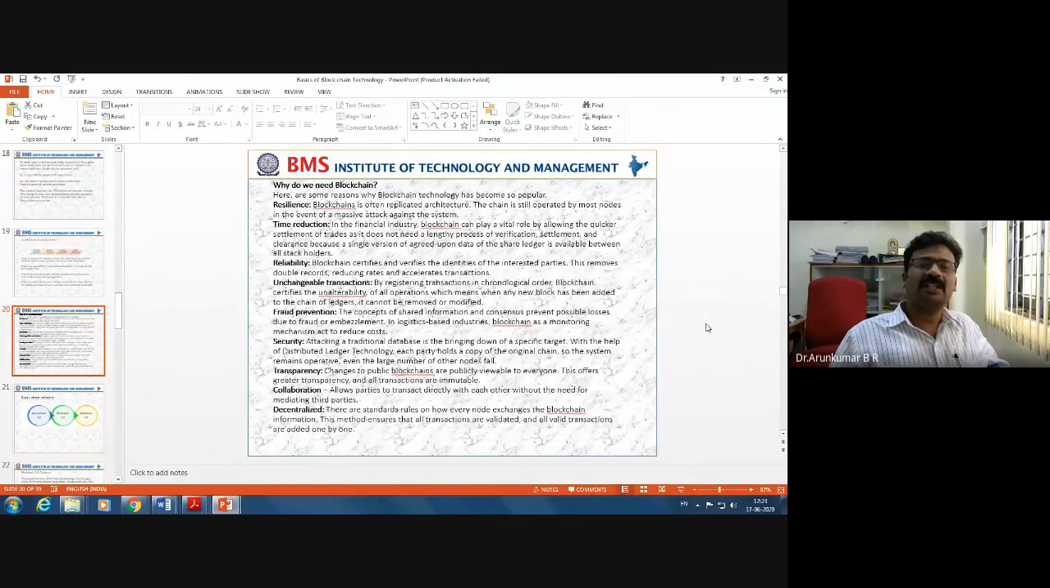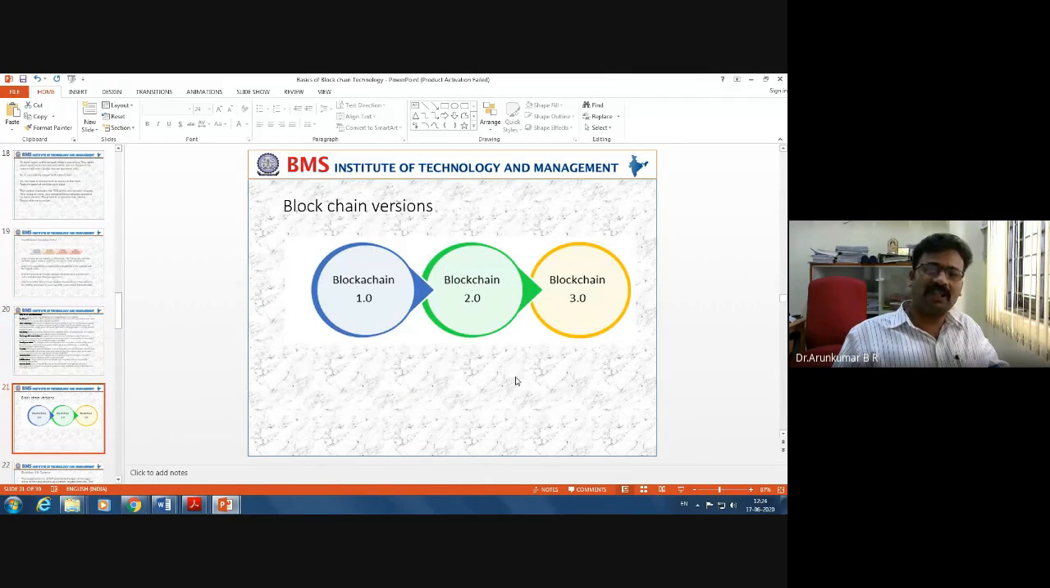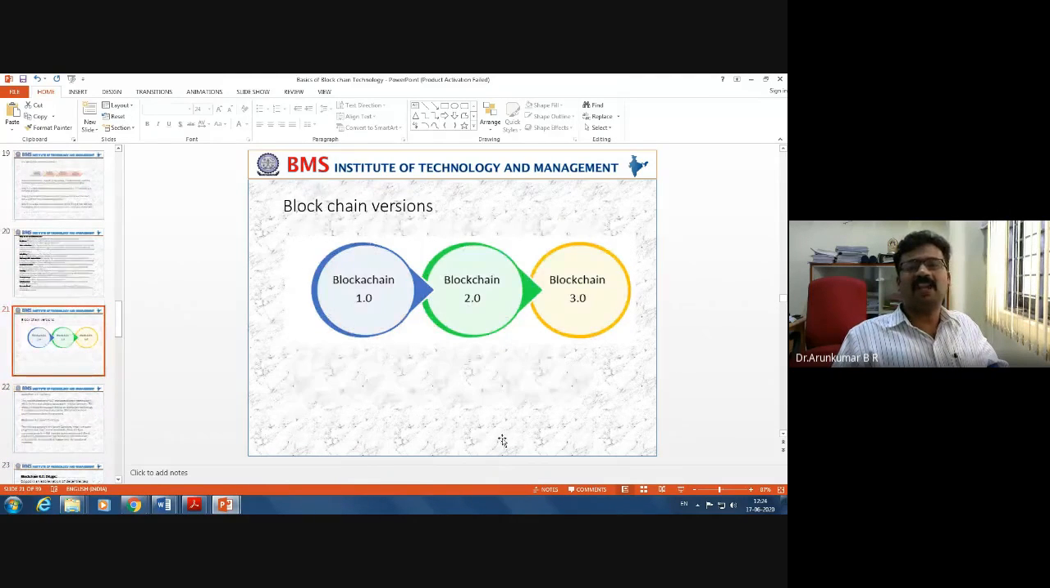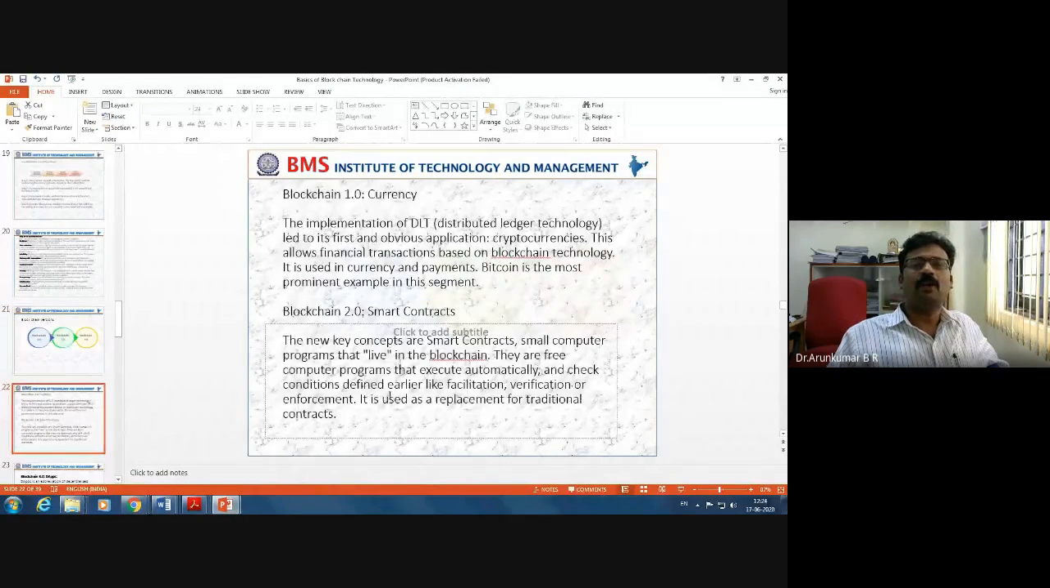Therefore, to summarize, blockchains are popular today because of resilience, time reduction, reliability, unchangeable transactions, fraud prevention, security, transparency, collaboration, and decentralized nature. These are the typical characteristics of a blockchain, which bring blockchain technology to the forefront of cybersecurity. Now we'll go to the blockchain versions: blockchain 1.0, blockchain 2.0, blockchain 3.0. These are the different versions.